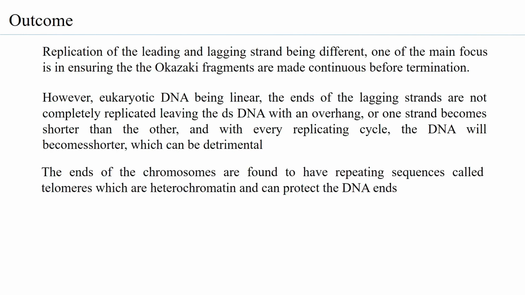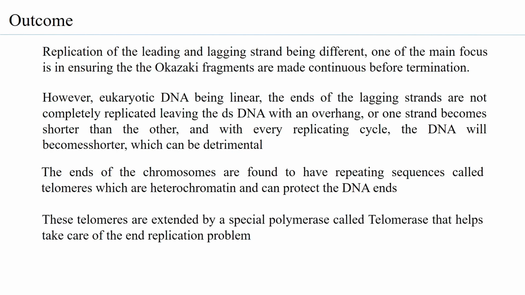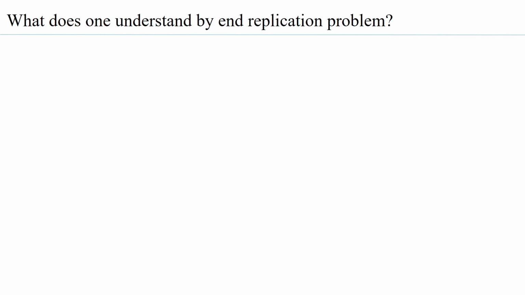The ends of the chromosomes are found to have repeating sequences called telomeres, which are heterochromatin and can protect the DNA ends. So it is these telomeres that are extended by a special polymerase called telomerase, which eventually helps take care of the end replication problem. Now, let us first understand what we really mean by end replication problem.